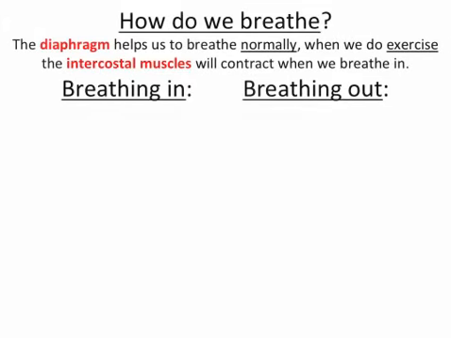So how do we breathe in and out then? Normally the diaphragm helps us to breathe, but if we do exercise or any kind of strenuous activity, the intercostal muscles, those are the muscles in between the ribs, will also help.